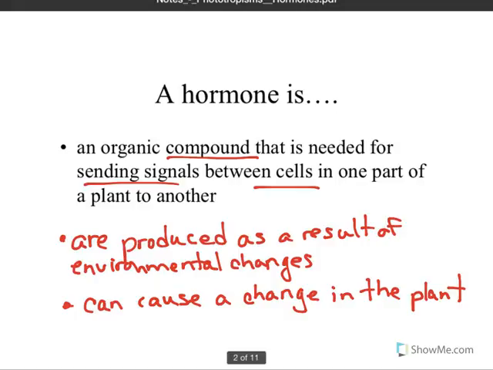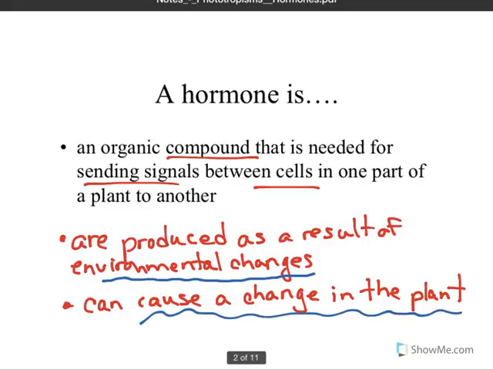So plants also have hormones. If the environment changes, then a plant can produce a hormone that can then cause a change in the plant. So we're going to look at different kinds of hormones that plants make, when they produce them, and what kind of an effect they have on the plant.